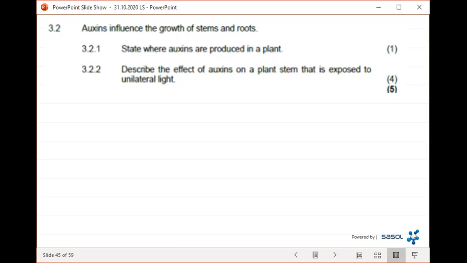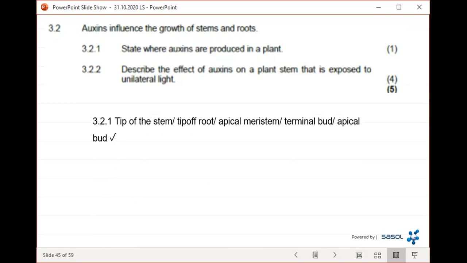And it reads, auxins influence the growth of stems and roots. Then question 3.2.1, state where auxins are produced in a plant. And then question 3.2.2, describe the effect of auxins on a plant stem that is exposed to unilateral light. Okay, so let's start off with question 3.2.1, which is only 1 mark. Where are auxins produced in a plant? Okay, so in the tip of the stem, tip of the root, the apical meristem, terminal bud or apical bud, and you would get your 1 mark if you say either, right?